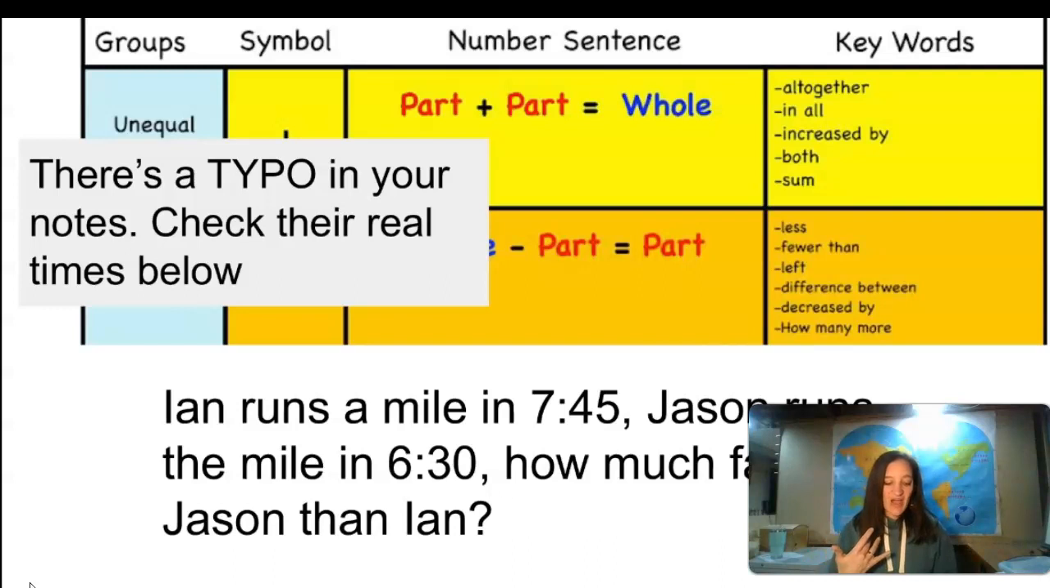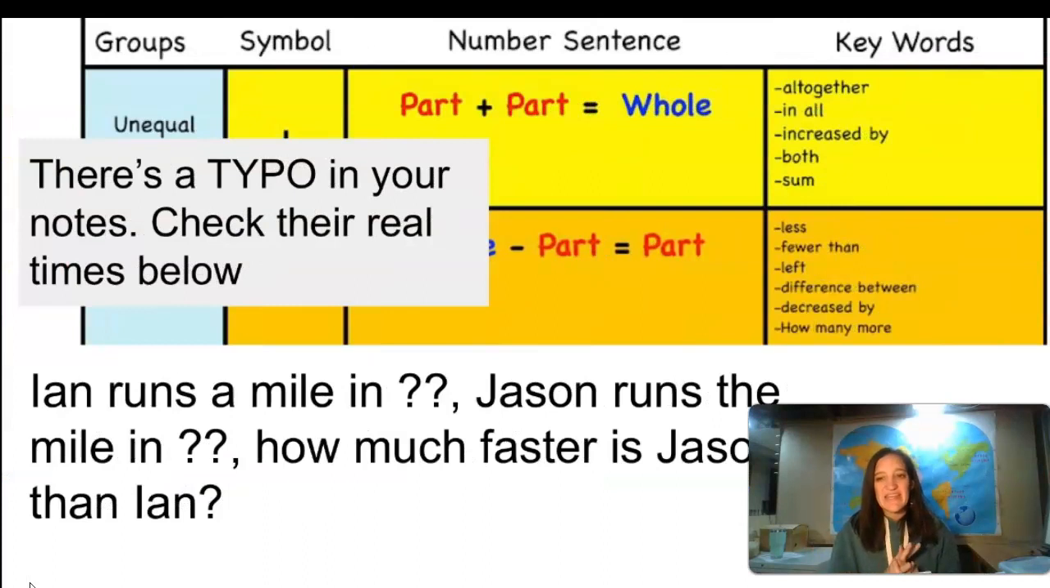Okay, it does say how much faster, which is kind of like the how many more. So you kind of get an idea that it must be subtraction. But if we look at this without the numbers, let's see if that helps us a little bit. Ian runs a mile in this amount of time. Jason runs the mile in another amount of time. How much faster is Jason than Ian?